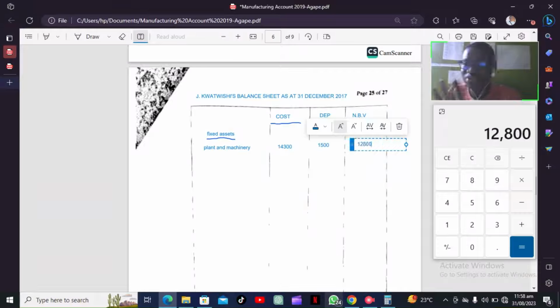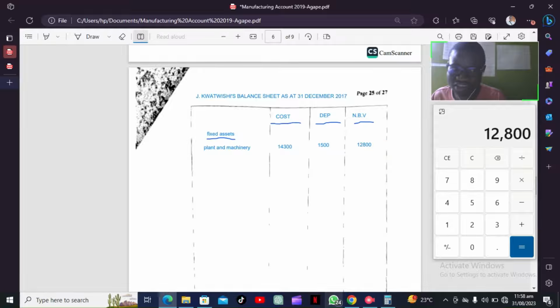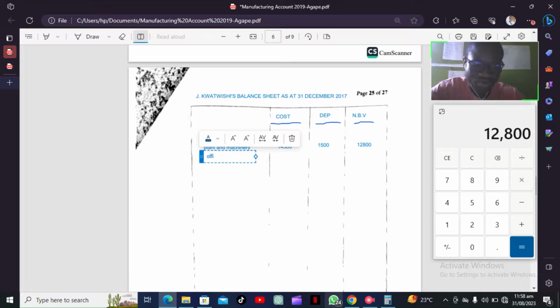So the net book value is the value when you subtract the depreciation from the cost. Meaning this is the value of that fixed asset as at 31st December 2017. Then we proceed looking for more fixed assets in our question. So we had office equipment. I've just remembered we had office equipment.